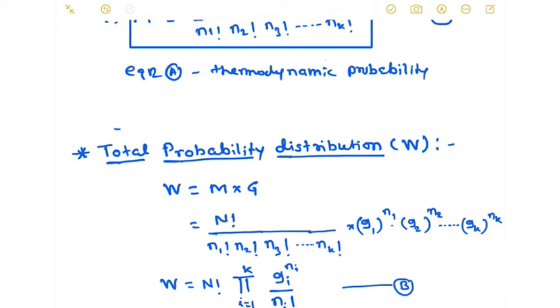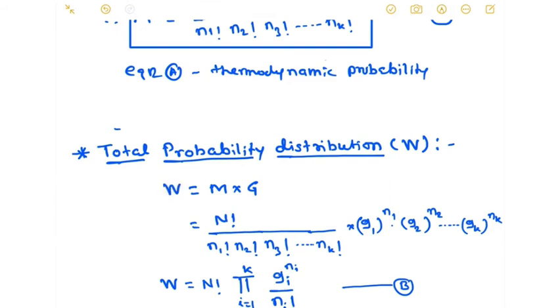This symbol pi, i equal to 1 to k, stands for the product term or multiplication term. Similarly, the denominator term we also write with the product symbol, i equal to 1 to k. This is 1 divided by ni factorial, since n1 factorial, n2 factorial, n3 factorial up to nk factorial, that is the product for i equal to 1 to k of ni factorial. Hence the simplified term for total probability distribution is given by this equation B.